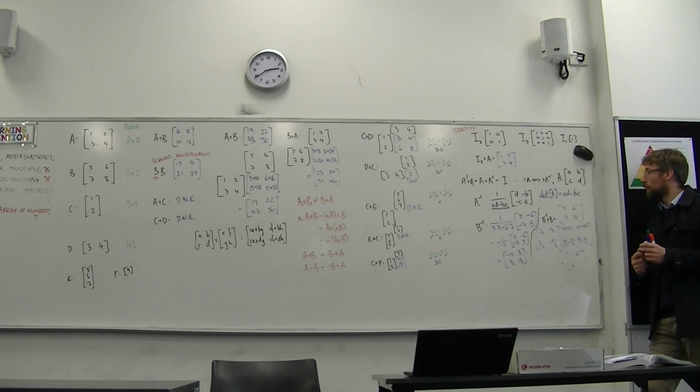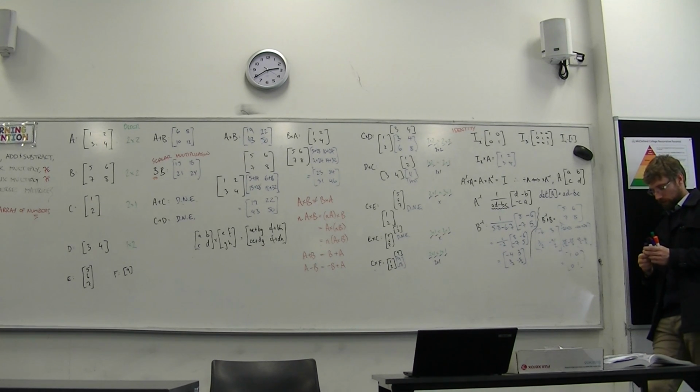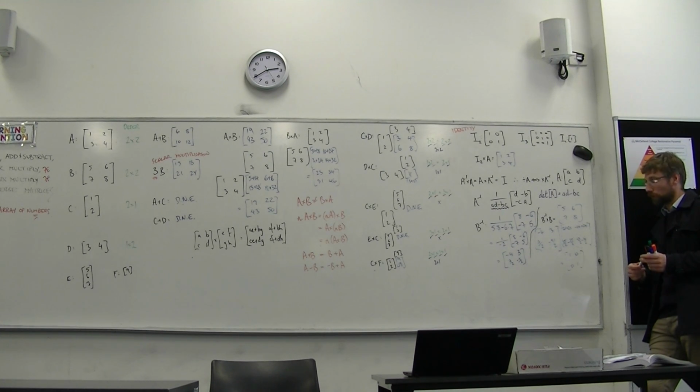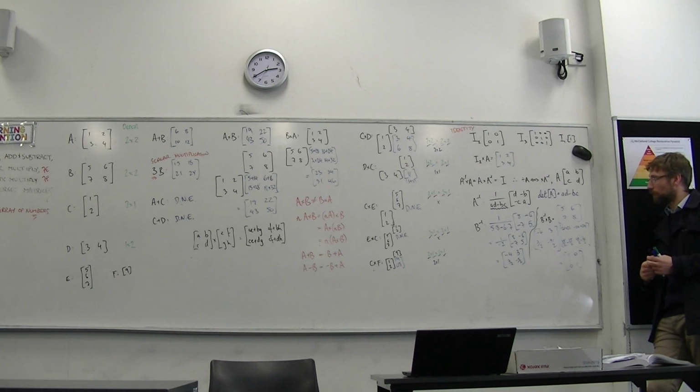Now, we said it was possible for things to not have a determinant. It was possible for things to not have an inverse. Can you spot under what conditions that would be true? Is it if there's a 0 in there? Zero was a good start. Under what conditions will the inverse not exist?